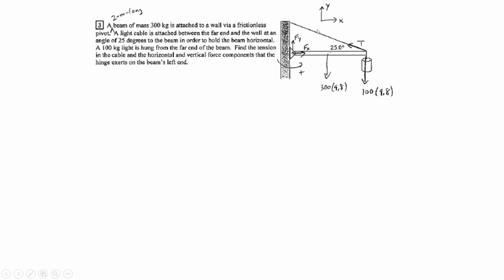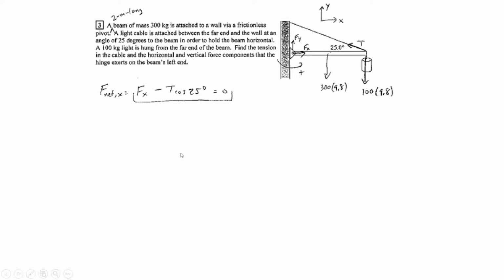So I'm going to take upward to be plus y and to the right to be x. I've put some forces on here, the weight force of the beam, the weight force of the lantern that's on the end, and an unknown T for the tension in the cable. And let's just start digging into it.